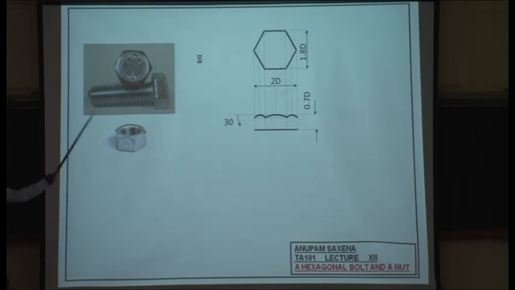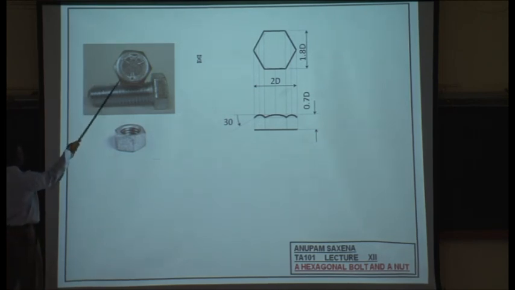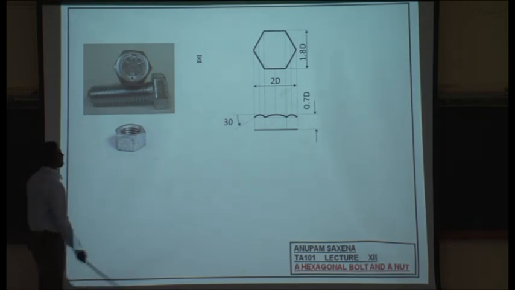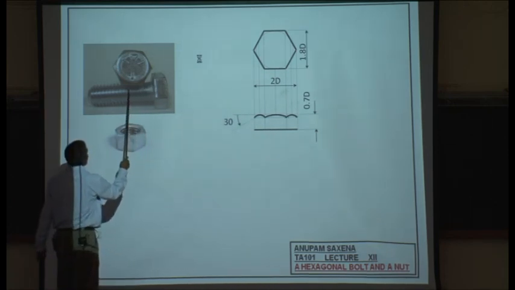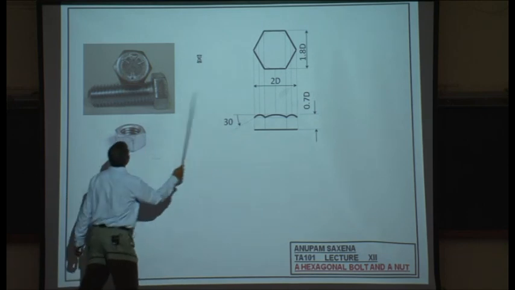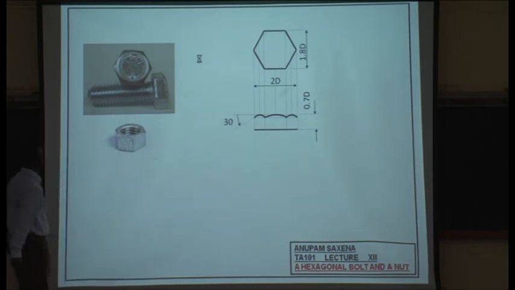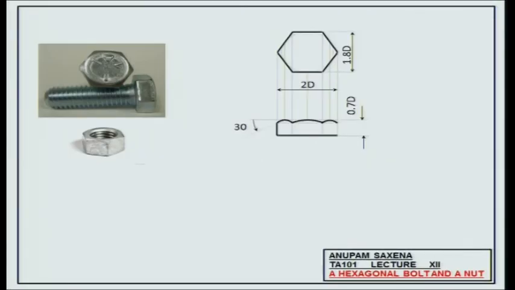It would essentially be the projection of this arc over here. So this nut is chamfered. This here would be the projection of this arc, and this arc will be the projection of this one here. Draw vertical lines. Draw the shank of the bolt, diameter d.